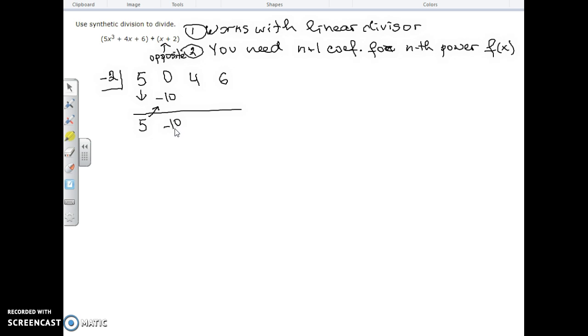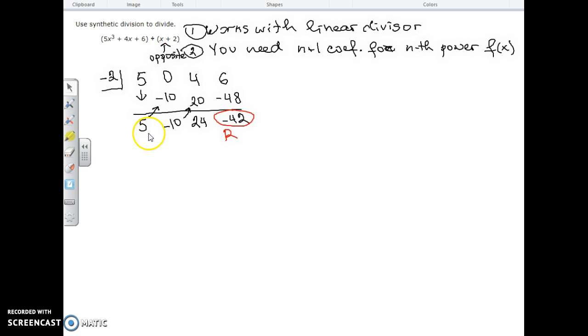You repeat the process. -10 times -2 gives you 20, and then you add the two numbers together. That gives me 24. Repeat the process. 24 times -2 is -48. When you add those two together, you get -42. Whenever you are completing synthetic division, this very last number will always be your remainder.